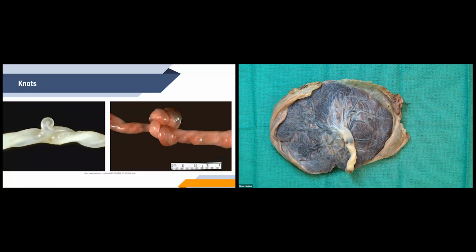So another thing that we can get with the umbilical cord is knots. So the image on the left-hand side there is showing an example of a false knot. A false knot is an extra looping of blood vessels inside the Wharton's jelly, and they have no clinical significance. For true knots, which is shown on the right-hand image, that one can lead to fetal hypoxia, neurologic impairment, or fetal demise.